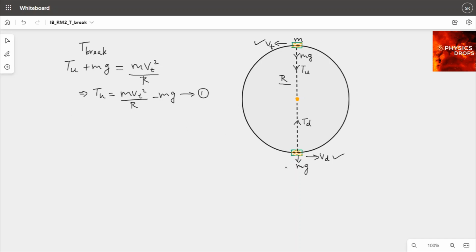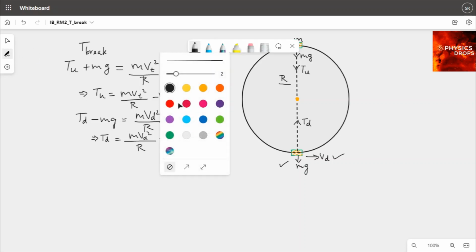And similarly at the bottom, when it's at the down position, we know that the tension Td at the down position minus mg would be equal to the centripetal force, which is m vd squared by r. Now this gives Td, when it's down, the tension is m vd squared by r plus mg. This is equation 2.